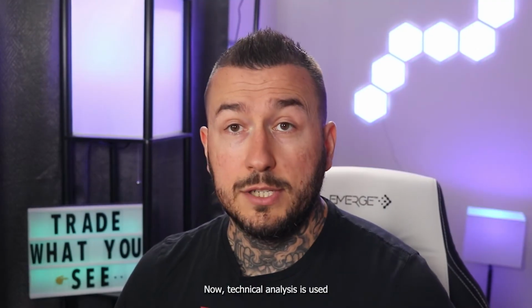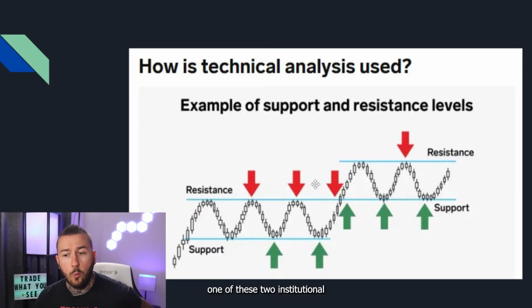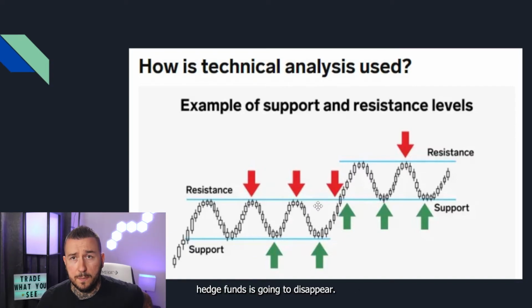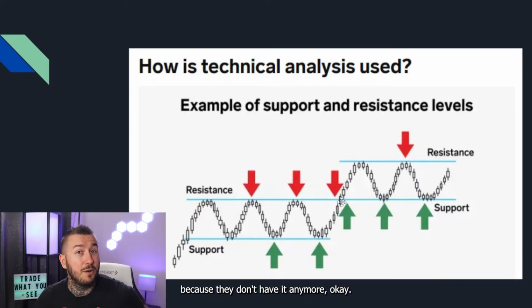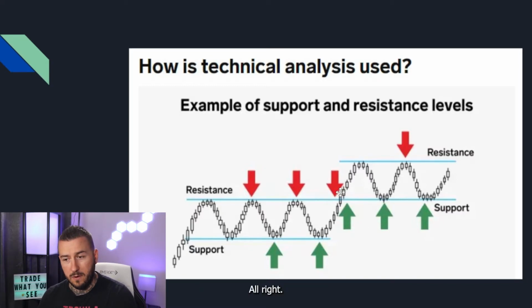Now, technical analysis is used because at some point, one of these two institutional hedge funds is going to disappear, okay? This fund is either going to stop selling their position because they don't have it anymore, okay? Or buyers are going to start coming in and they're going to start pushing the price even higher because they want more of it. Now, the opposite can happen as well. This guy can still exist selling the stock and the buyer can disappear or sell for a loss, which will lower the stock. These are called breakouts.